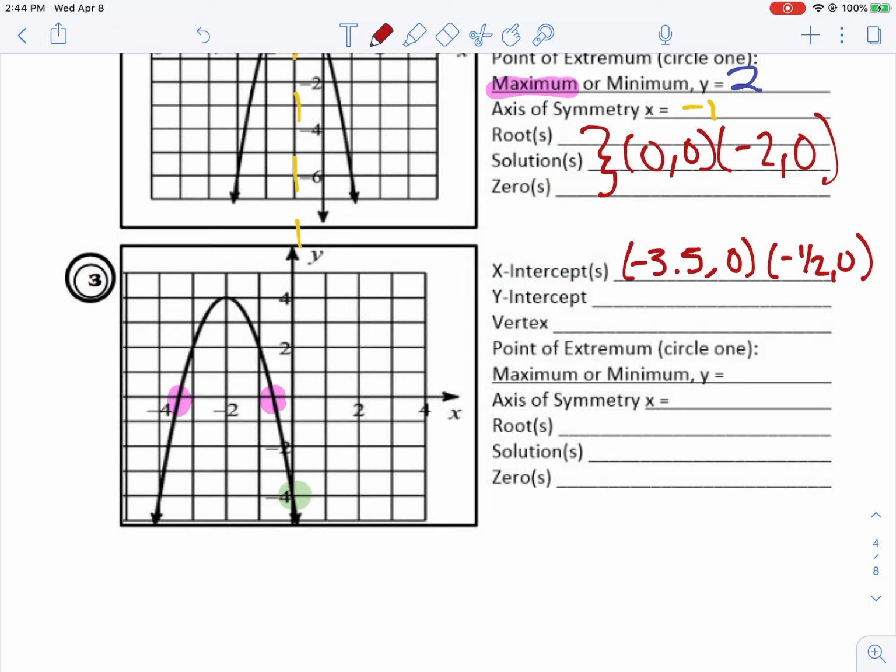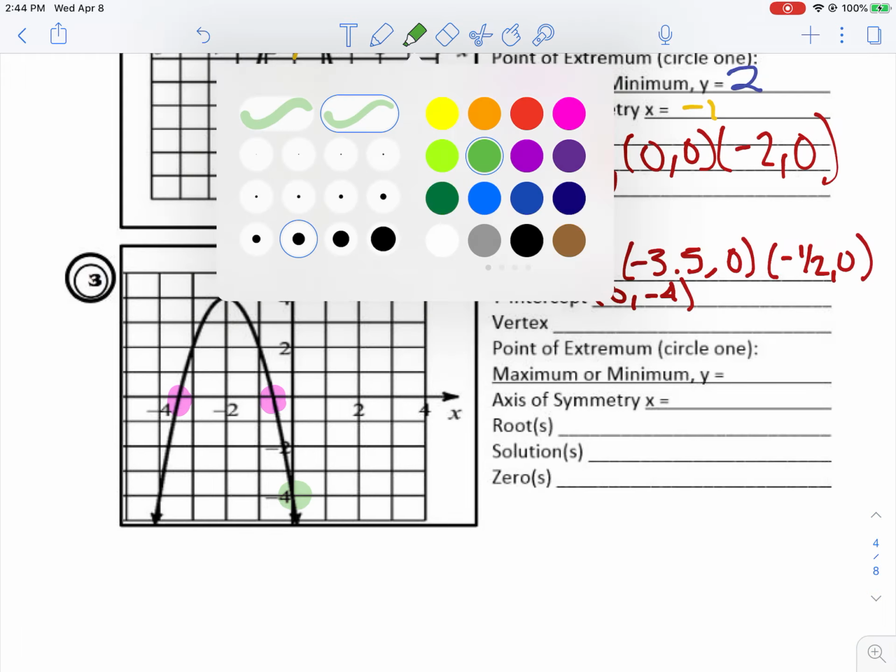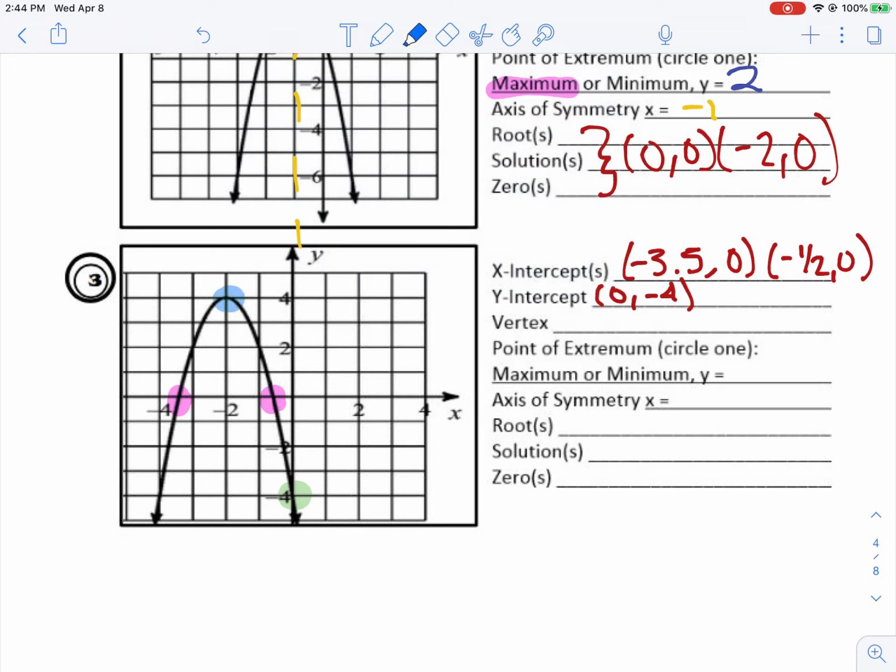Your y-intercept, that's where you're crossing that y-axis at. So if I look at this, it looks to me like it's at -4. So I would say (0, -4). Your vertex, in this case, that's your highest point. So right here up at the very tip top, that is at (-2, 4). In this case, once again, we had a maximum. The y value of our maximum is 4.